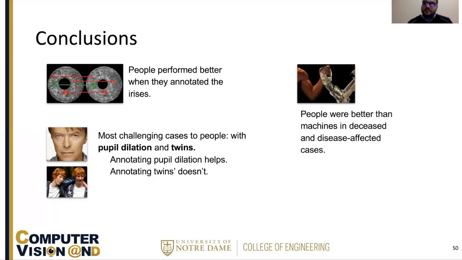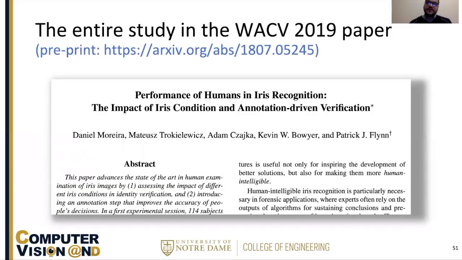We also figured out that people were better than machines, than computer programs, in disease-affected cases, but it might be a matter of training these solutions for these particular cases. But right out of the box, or off the shelf, people were better than these computer programs. All our findings are reported in this paper that you will find here. Again, it was published in WACV 2019.